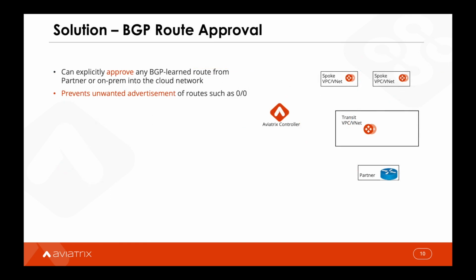Aviatrix provides an elegant solution for these unwanted prefixes and gives you full control with the BGP route approval feature. Let's take a look at an example. BGP prefixes or routes arrive at an Aviatrix transit gateway in any cloud from a partner site. The connection could be over a private circuit or over the internet. The partner device could be a router, switch, or firewall.